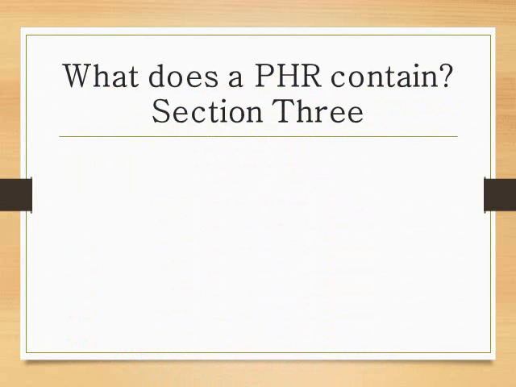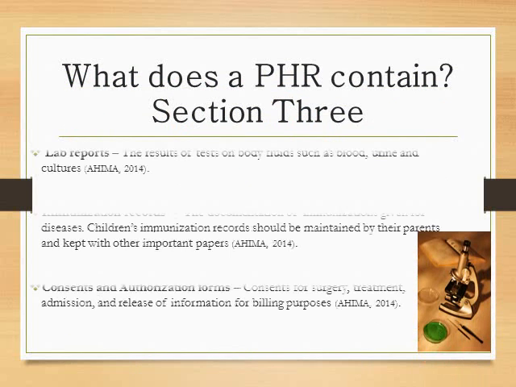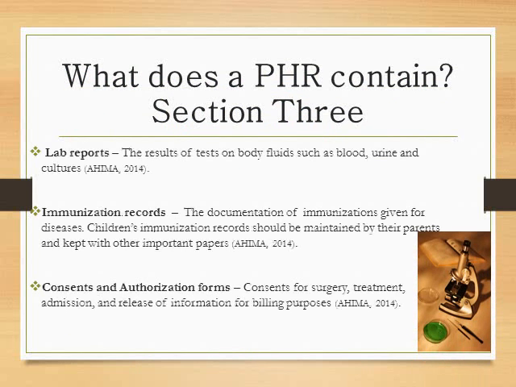What does the PHR contain? Section 3. Lab reports: the results of tests of body fluids such as blood, urine, and cultures. Immunization records: the documentation of immunizations given for diseases. Children's immunization records should be maintained by their parents and kept with other important papers. Consents and authorization forms: consents for surgery, treatment, admission, and release of information for billing purposes.